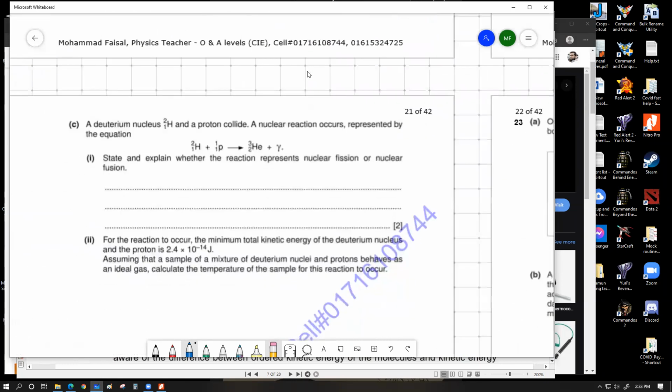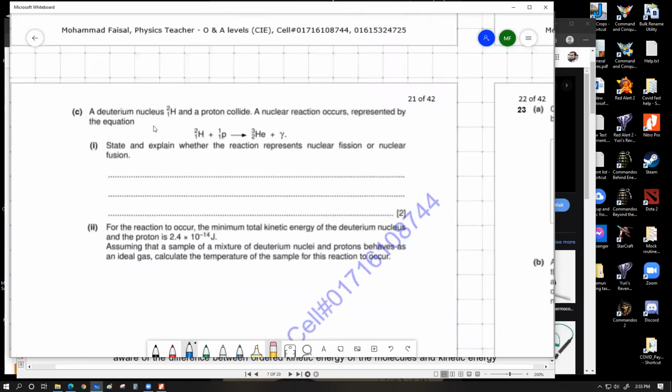The question says a deuterium nucleus, hydrogen 2, and a proton collide, and a nuclear reaction occurs represented by the equation. So we have a deuterium nucleus, which is hydrogen 2, and a proton, which is basically hydrogen 1. They are colliding and producing a helium 3, along with some gamma photon.